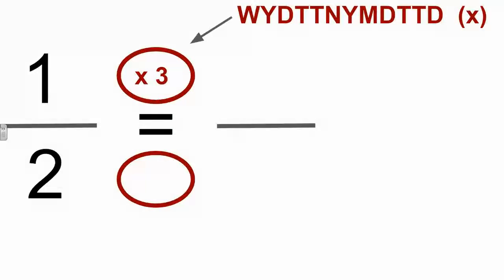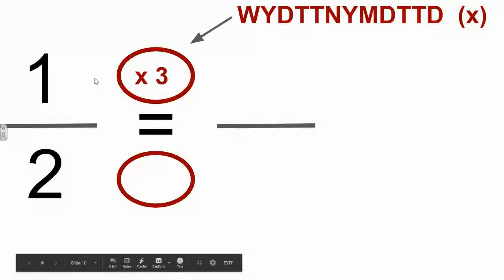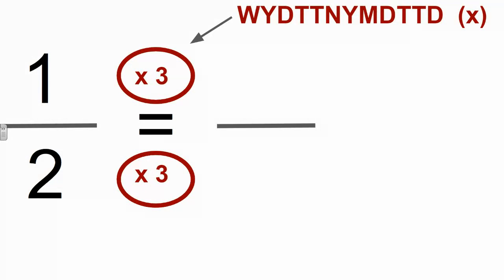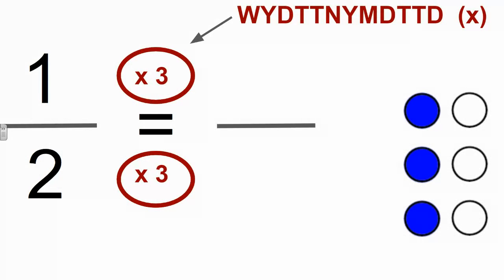If I'm going to take the numerator of 1 and multiply it by 3, I need to do the exact same thing to my denominator. That is watudamadud. Whatever you do to the numerator, you do the exact same thing to the denominator. What that means is essentially 1/2 means 1 out of 2. But if I watudamadud times 3, it means I'm going to take that 1 shaded out of 2 total, and I'm going to repeat it 3 times. So you can see I now have 3 shaded.